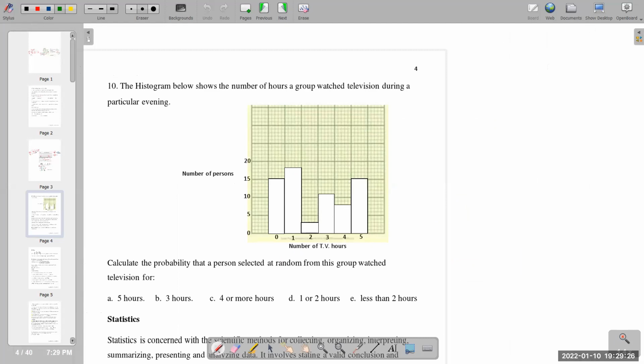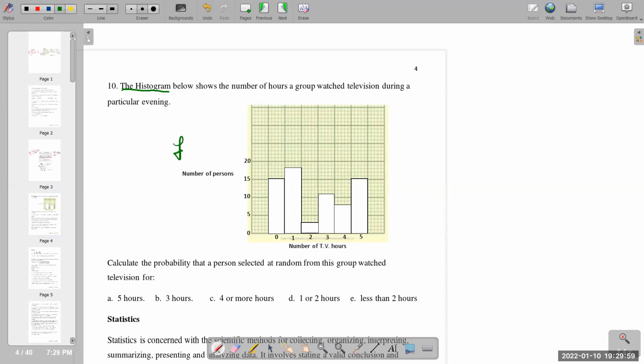Excellent job, guys. This is a histogram. Not only does it say it here, I hope you were able to look at it and remember the diagram. It's similar to a bar chart, and the difference is the bars are next to each other. Let's look at what the histogram is saying. Each diagram always has a title or explanation. It says here, the histogram below shows the number of hours a group watched television during a particular event.